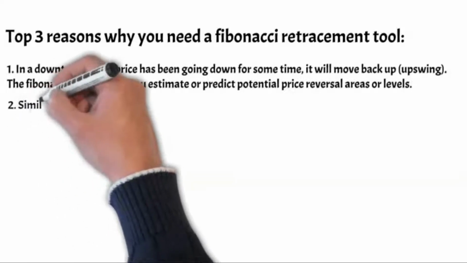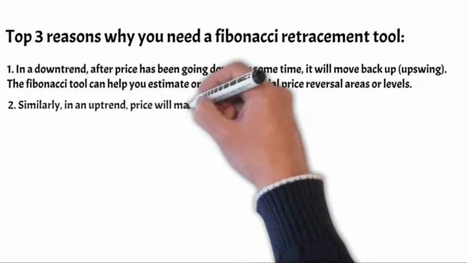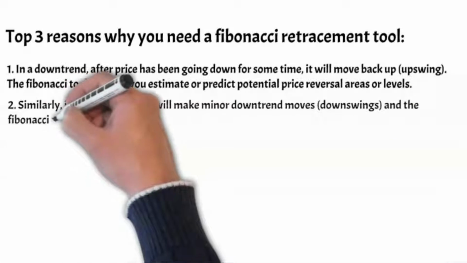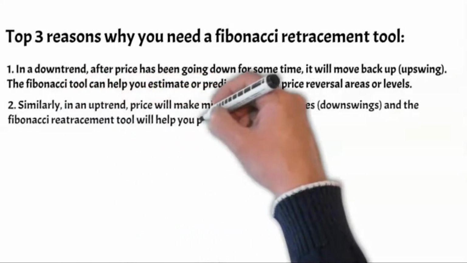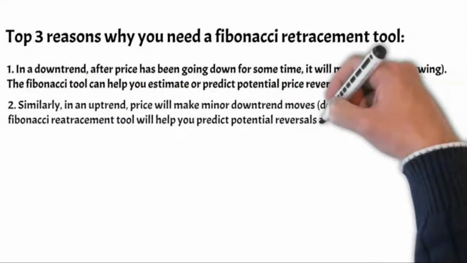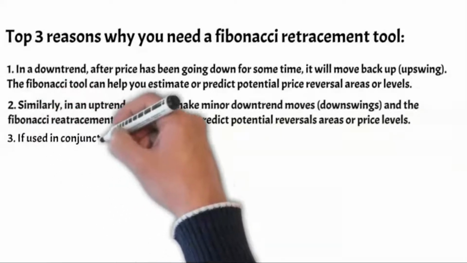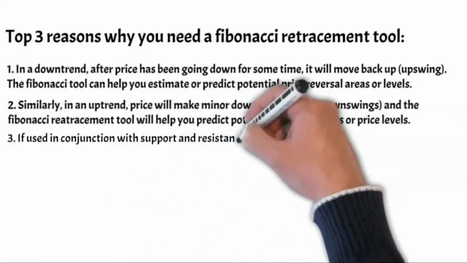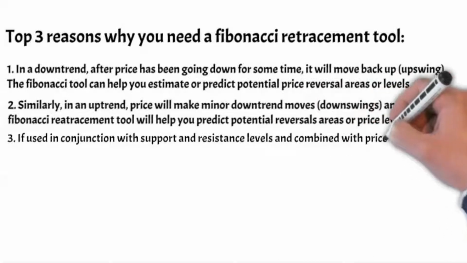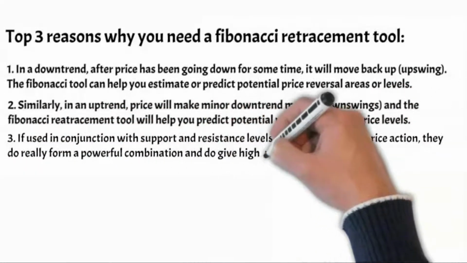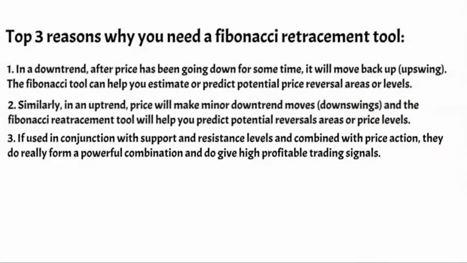The second: similarly in an uptrend, price will make minor downtrend moves, that is, downswings, and the Fibonacci retracement tool will help you predict potential reversal areas or price levels. The third: if used in conjunction with support and resistance levels and combined with price action, they really form a powerful combination and give high potential trading signals.